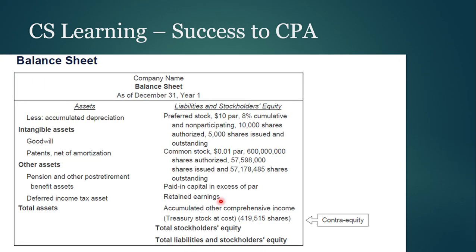Let's move to the next slide. This is also part of the balance sheet only, where we are showing the remaining part of the balance sheet: goodwill, patent, pension, other post-retirement benefit, deferred income tax assets. And the other part on the liability side is common stock, paid-in capital in excess of par, retained earnings, etc. So this is all the total of the balance sheet items.